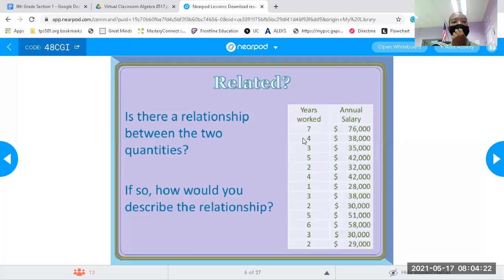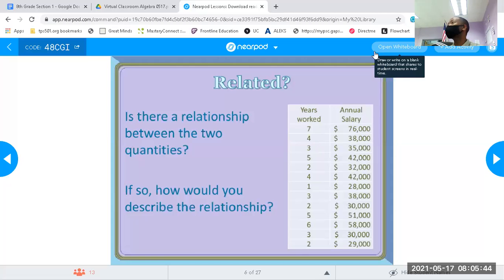Before we continue, we want to look at if there's a relationship between the two quantities. The years worked and the annual salary, we call those quantities. If we're talking about a scatter plot, we're trying to figure out the relationship between two quantities. Not one, but two quantities. If you were supposed to describe the relationship between both of these quantities, how would you describe it?